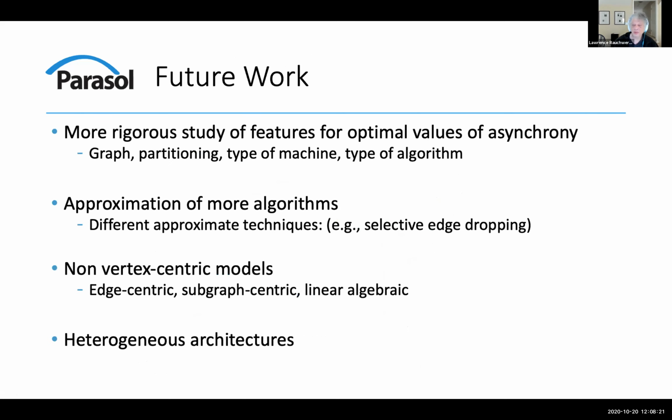A rigorous study of future work for optimal values of asynchrony. We hope that we can do it. It's not very clear that it is possible. Non-vertex-centric models, or edge-centric, and the partitioning of the graph is also quite important.